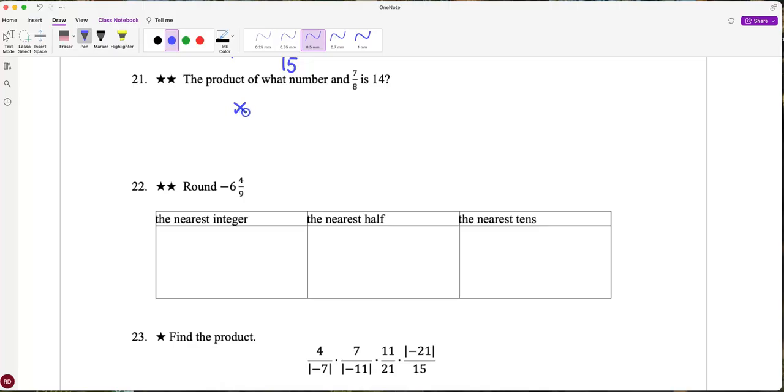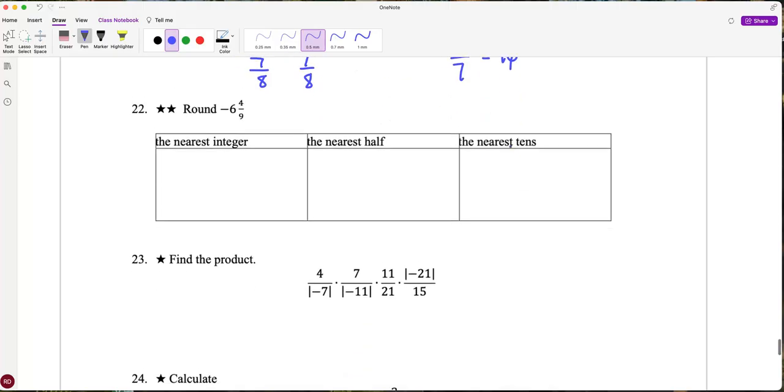The product of what number and 7/8 is 14? So x times 7/8 equals 14. Divide both sides by 7/8. So x is 14 times 8 over 7, which is 16.